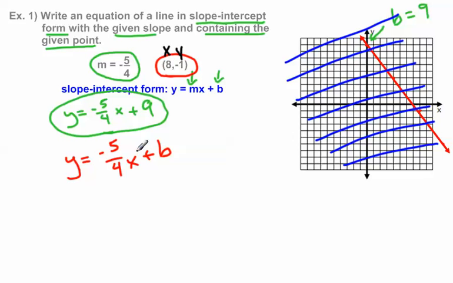I can plug in the x for this x here, a y under this y, and we can figure out what b is here. And so let's do that here. We know the y is a negative 1. Let's just go back to red here. I have a negative 1 equals, we have a negative 5 over 4. Now the x is 8. And then we have this plus b.